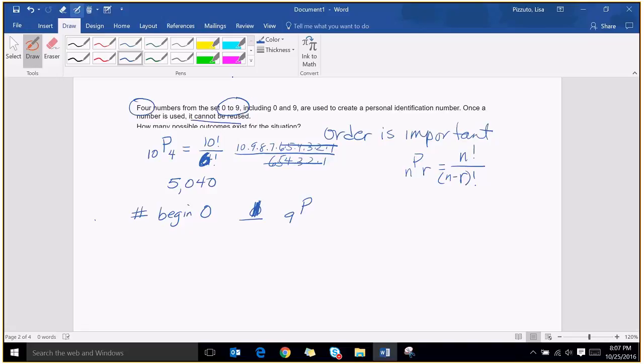Wouldn't it be 9? No, I have 9 numbers left, but how many left are in the identification number? I've only taken care of the first digit. So how many more? 3. So what is the permutation of 9 things taken 3 at a time? The n over n minus r. Yes, that would be 9 factorial over 6 factorial, correct.